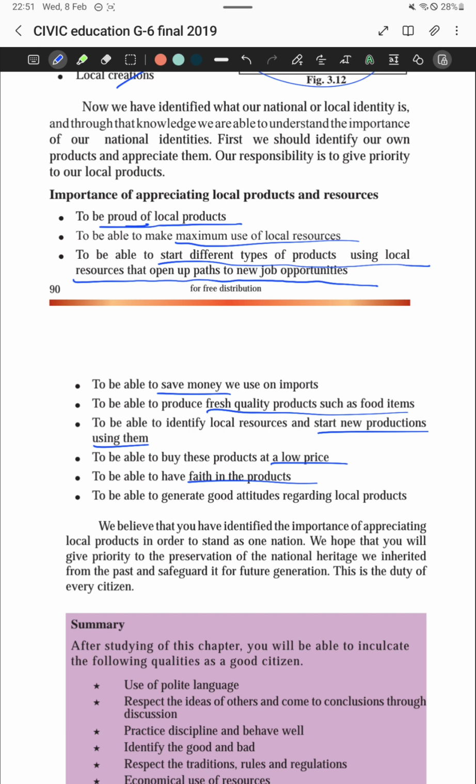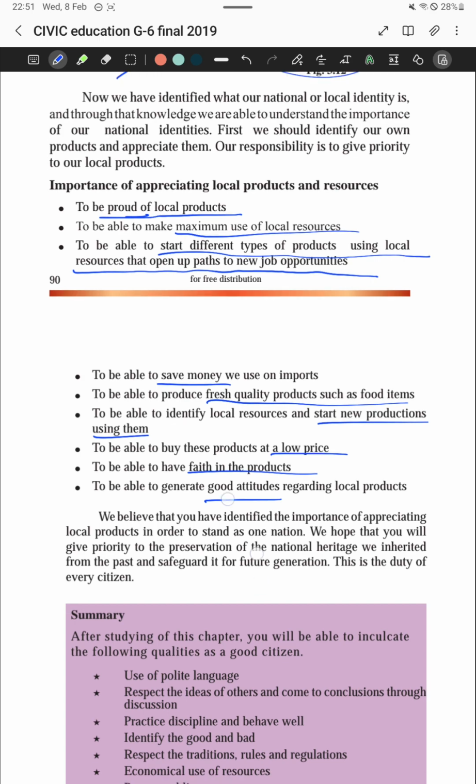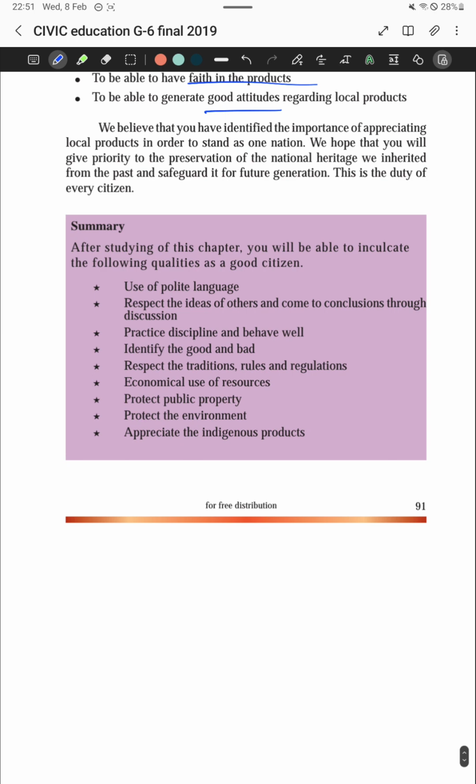To be able to generate good attitudes, right? That you can say I'm a Sri Lankan and made in Sri Lanka, right? So you can show good dignity to your country by preparing everything locally. Right, so that is the end of this lesson, right?